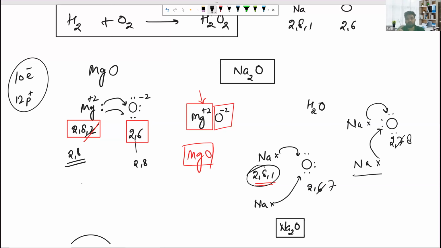So it can donate only one. While in the case of magnesium, it has 2 electrons in its outermost shell, so it can donate the 2 to fulfill the requirement of the oxygen. So it has the formula MgO. One single magnesium is capable of donating the electrons to the oxygen. And here 2 such sodium atoms are required, so the formula will be Na2O. Okay, you understood now?